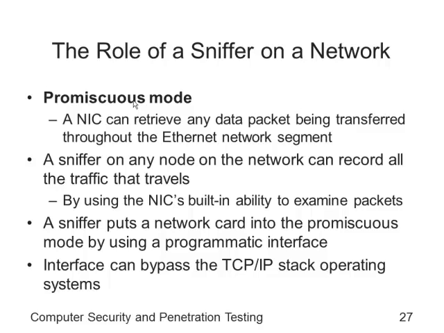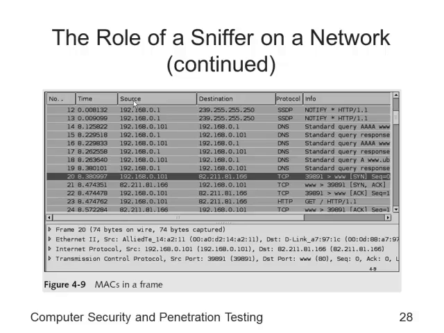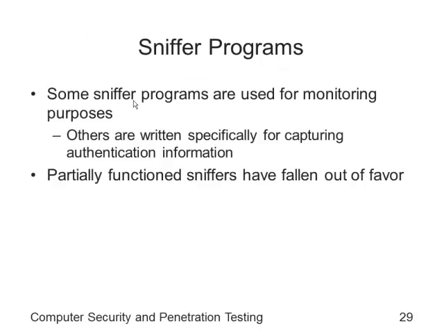Okay. It says a sniffer on any node of the network can record all the data that travels on that node. It puts it in promiscuous mode, what we've talked about. They can bypass TCP/IP and receive everything. There's a real old picture of Wireshark, just showing you an example of what they look like. And we're going to look at some of them. You can use them for monitoring.